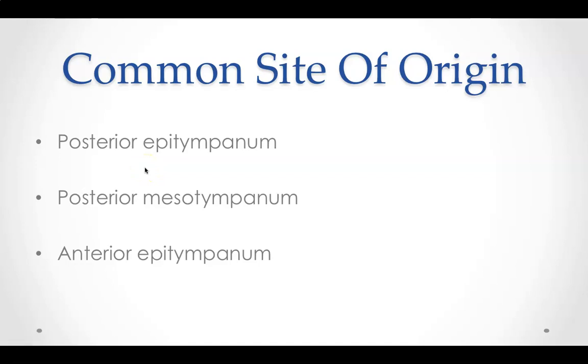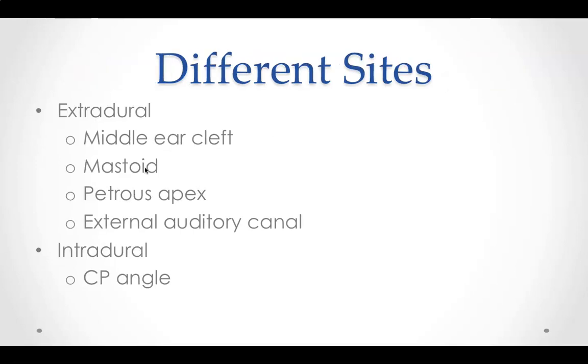There we have to look for cholesteatoma. Okay, and then apart from the ear, like I told you, there are other places also, that is the petrous apex, and apart from the middle ear, it can even be in the external auditory canal, and intradurally it can be present in the CP angle as well.